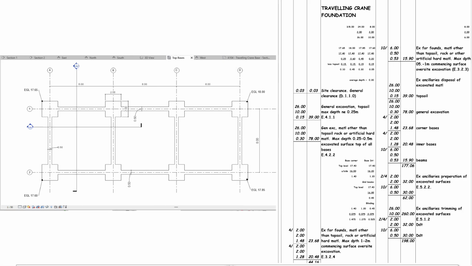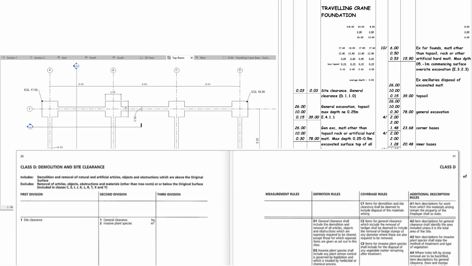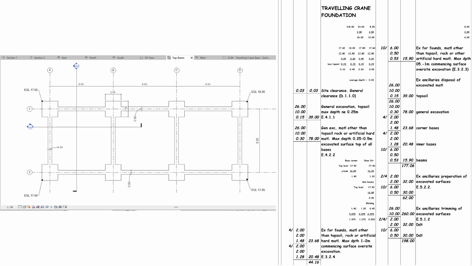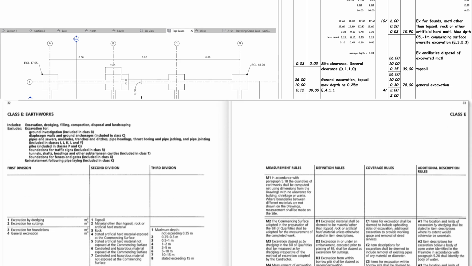I've dropped in the Class D page 30 to the bottom of the screen. We can now trace out our description. Class D, site clearance, general clearance, and as we have nothing in D1 or D2, we can be confident our description complies with CESMM4 and our code D.1.1.0 is valid.